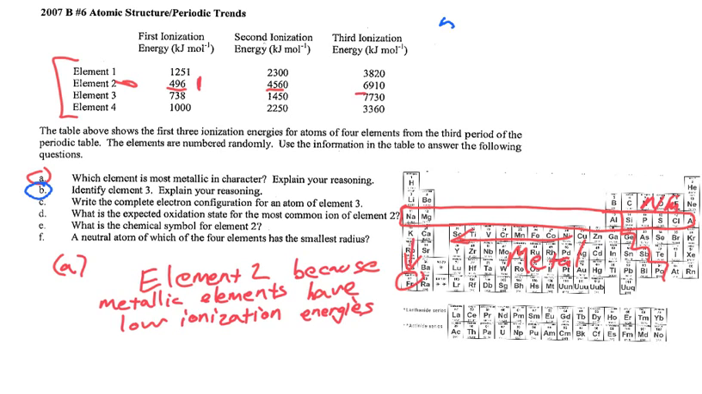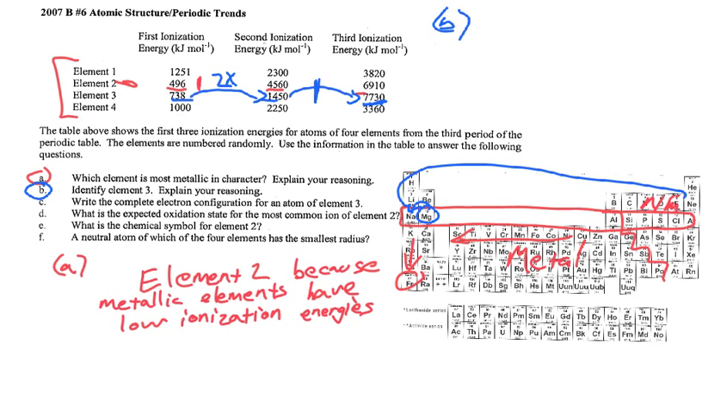So B, they want to know what is element 3, and explain your reasoning. We have to determine how many electrons element 3 likes to lose. Well, it's almost twofold to go from there to there, and it looks like there's a significant jump from the second to the third, much more than twofold. So I think this is going to be an element that loses 2 electrons and then doesn't like to lose a third. That's probably going to be magnesium. It loses 1, loses 2 to get back to being isoelectronic with neon, and then doesn't want to lose another one.